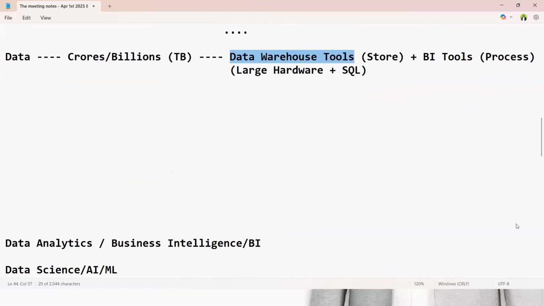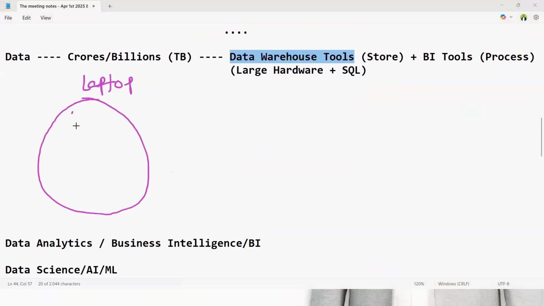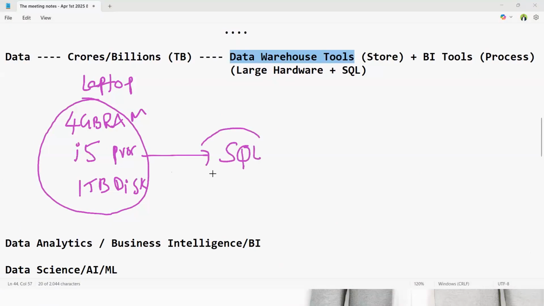I will give you a simple example. I will give you one small understanding. This is my laptop. In my laptop, what is the configuration? I have 4 GB of RAM, one i5 processor of any generation, and 1 terabyte of hard disk. This is the disk I'm going to be using. So in my laptop, I'm going to install SQL software. SQL means anything, Oracle or SQL Server. I install one SQL software so that I can store a maximum of 1 terabyte of data. Why? Because the hard disk capacity is 1 terabyte. So the maximum I can store is only this much data.